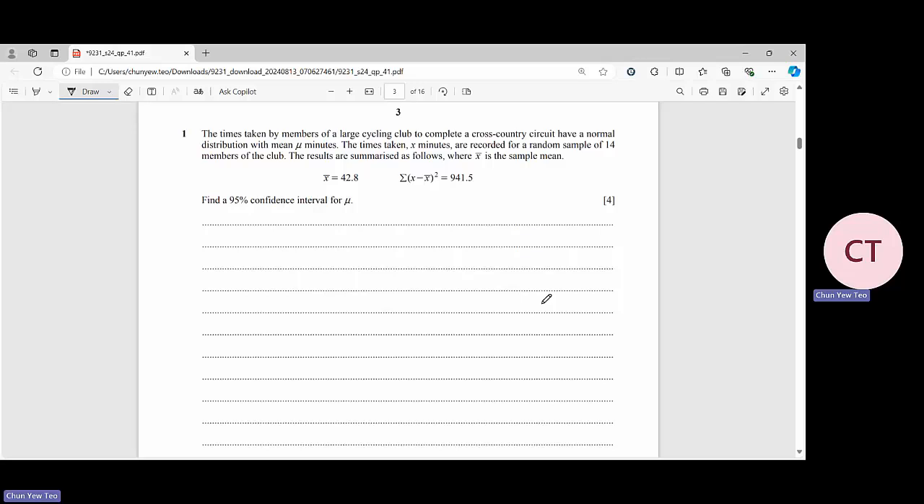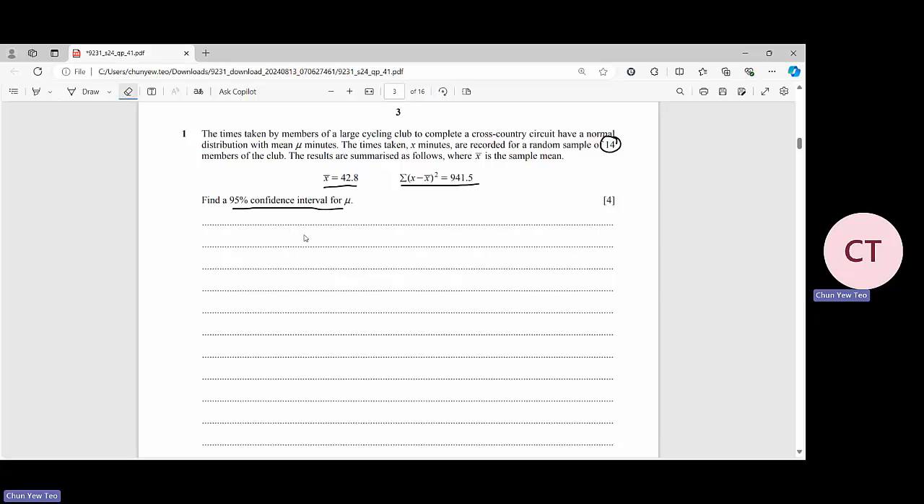The times taken for the members of a large cycling club to complete the cross-country circuit have a normal distribution with mean mu minutes. The time taken, x minutes, is recorded for a random sample of 14 members of the club. The results are summarized as follows, where x bar is the sample mean. These are the values given. Then they want you to find the 95% confidence interval for mu.